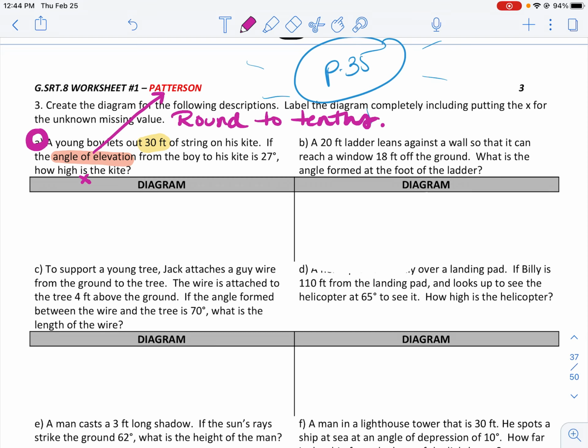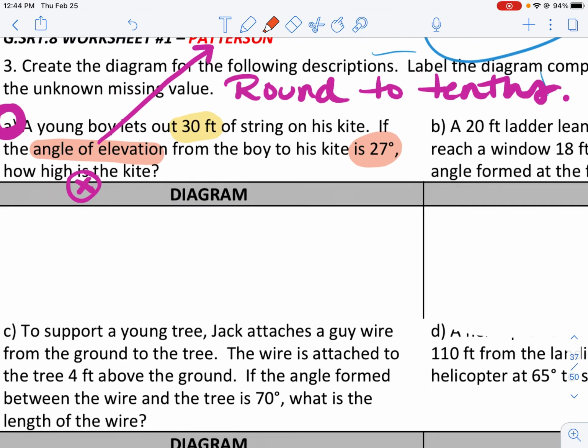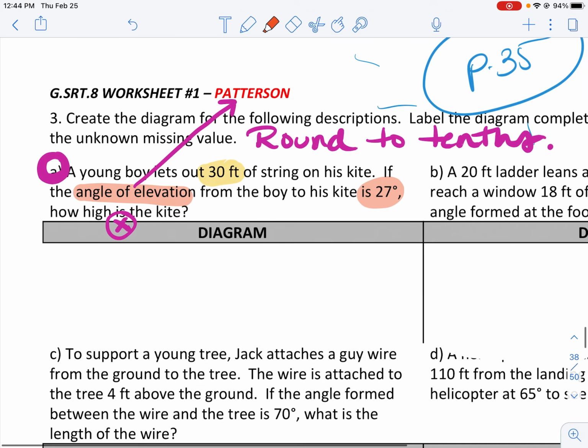So what I'm going to do to help me is put a little X here, because that's what we want to find. Whenever you have that question word, how high is the kite, that's what our variable is. Notice also that I have highlighted on page 35 the two numbers we're going to need to put in our diagram. Okay, so let's start.